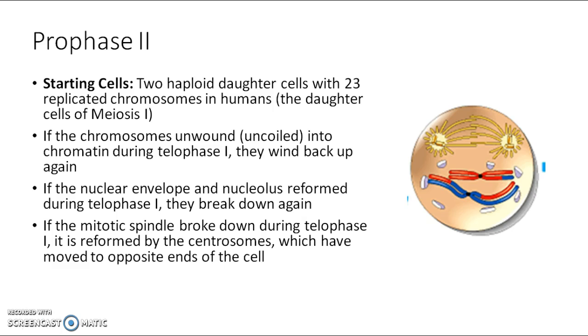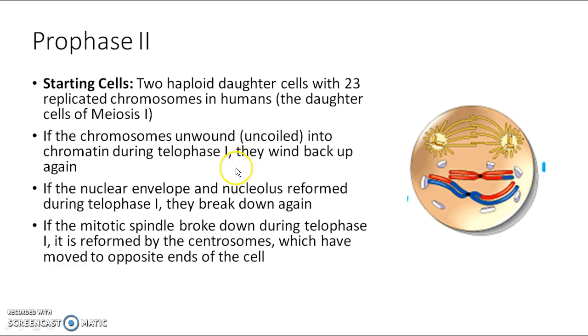All right, now, some species go into interkinesis, some species do not. Either way, once they start meiosis 2, it's going to begin with prophase 2. Now, I've only shown one of the daughter cells of meiosis 1, but remember there are 2 of them. So we start out with these 2 haploid daughter cells that have 23 replicated chromosomes. And again, those are the daughter cells of meiosis 1.